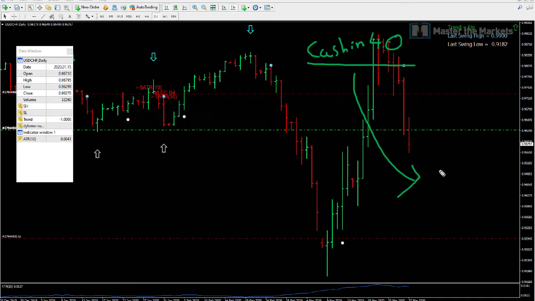Anytime you execute a strategy, you have to look at three things. First is the concept and the objective of the strategy. The concept and objective of Cash In is that it is meant to let open equity run. Now, what do I mean by that?